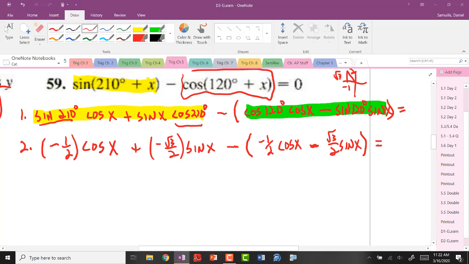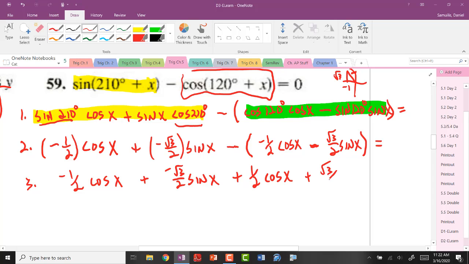Equals. The next step: negative 1 half times cosine x. You can make that negative or minus or plus a negative, it doesn't matter. Then we're going to distribute the minus sign, and we'll see how this all takes care of itself. That makes this plus root 3 over 2 sine of x. So now we see what happens. You're gone. You're gone. And this is how it always ends.